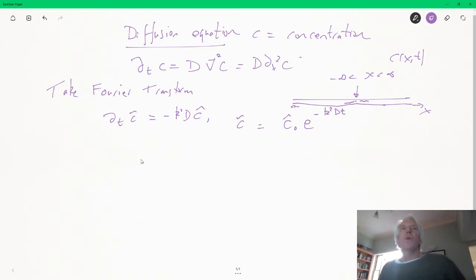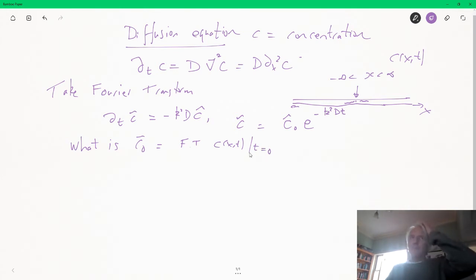Now the only problem is, what is c naught hat? Well, that's just the Fourier transform of the initial condition. Okay, so we've got to start out with some initial distribution, so it's the Fourier transform of c of x comma t at t equals 0. All right, and we can solve this equation here.